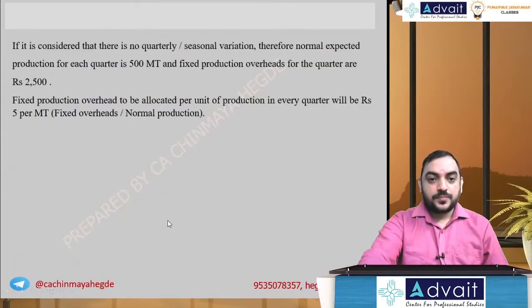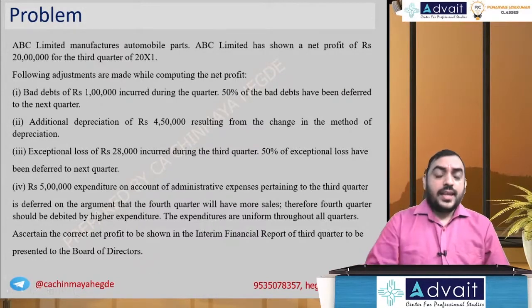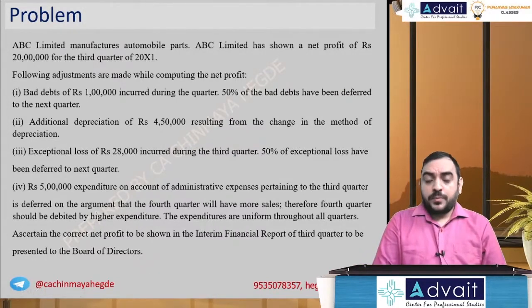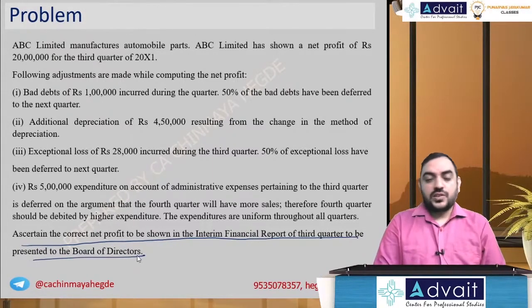Okay, next. Okay, next problem. ABC Limited manufactures automobile parts. ABC Limited has shown a net profit of 2 lakh for the third quarter 2001. Following adjustments are made while computing profit. Ascertain the correct net profit to be shown in the interim financial report of the third quarter to be presented to the board of directors.